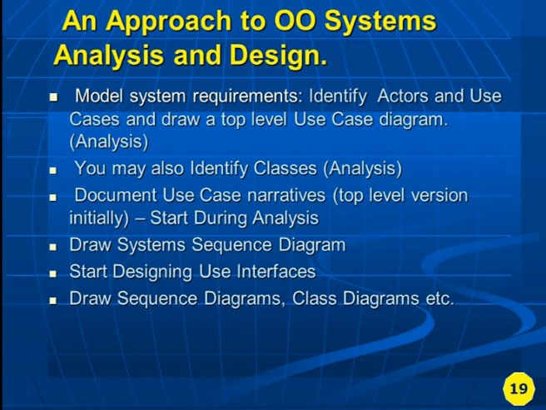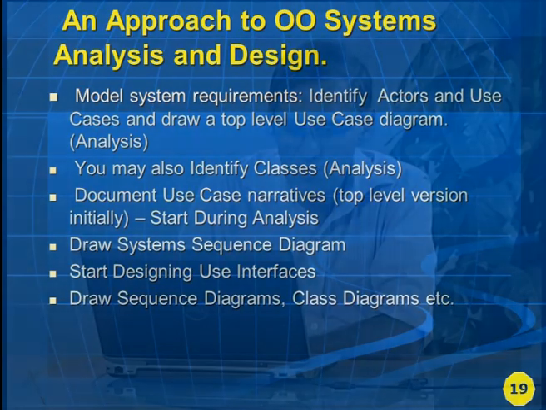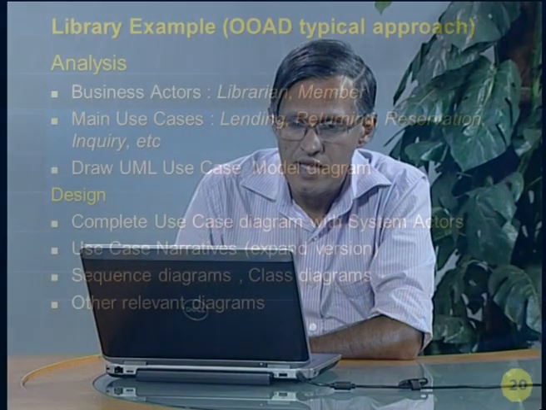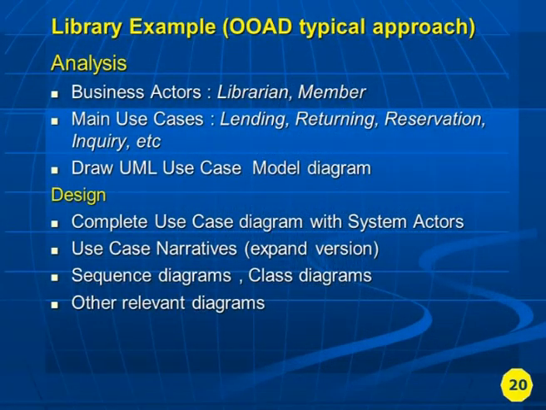By looking at the system sequence diagram, you can also start designing the user interfaces. And then when you draw the sequence diagram, you can complete your class diagrams. You can complete your class diagram only after you complete your sequence diagram if you are using an object-oriented methodology like the Rational Unified Process.